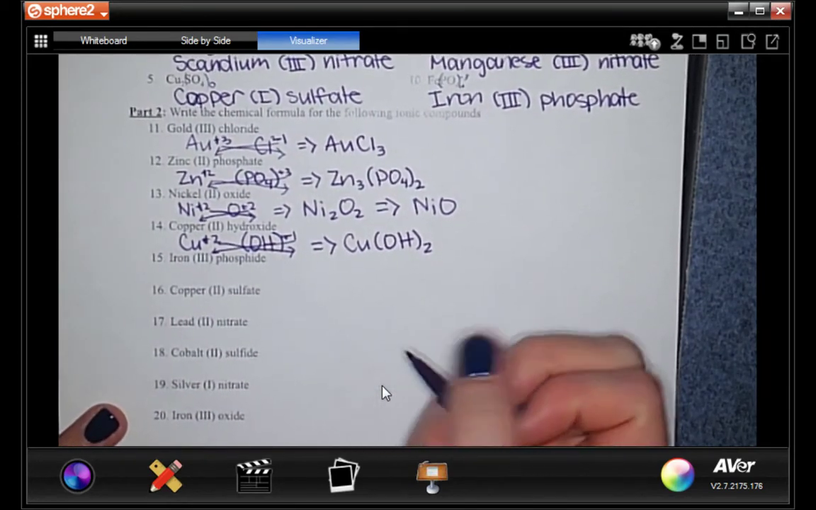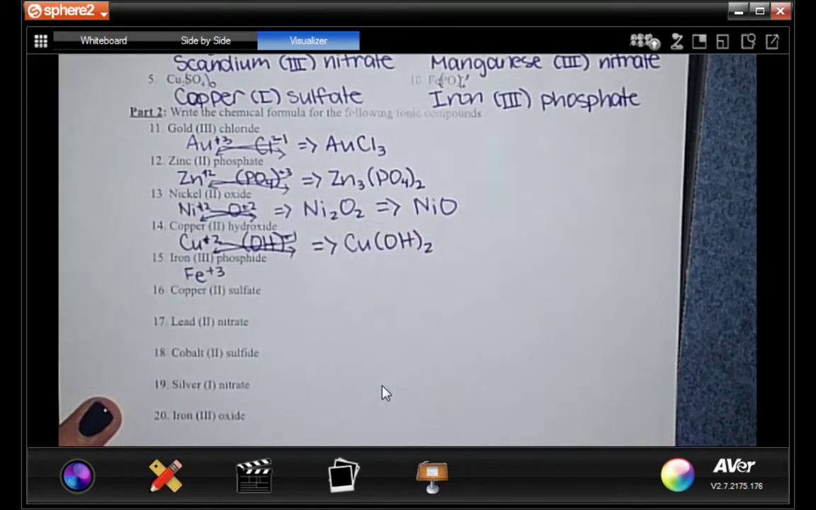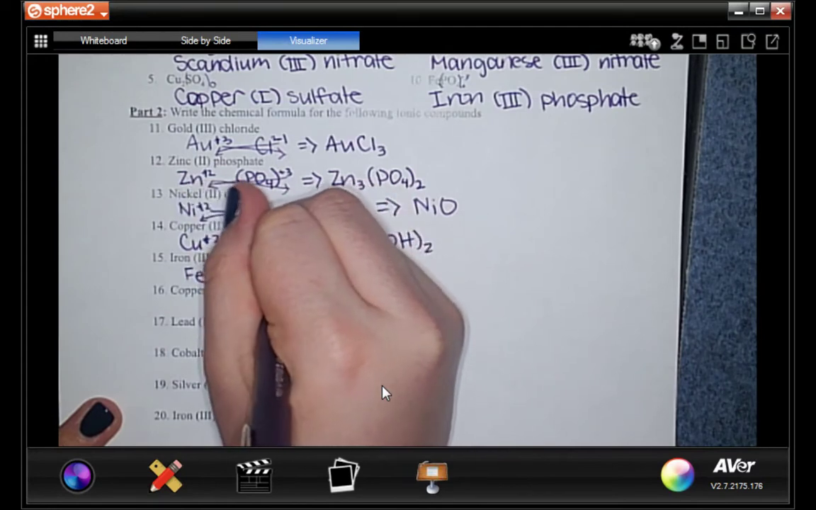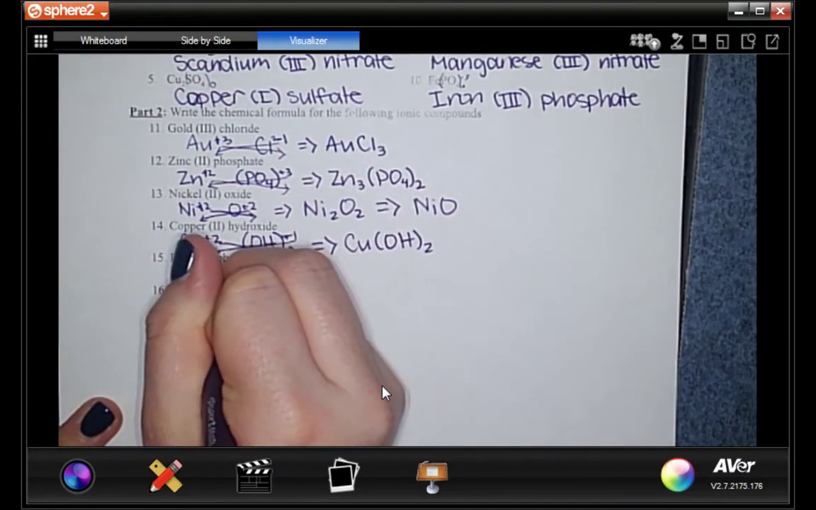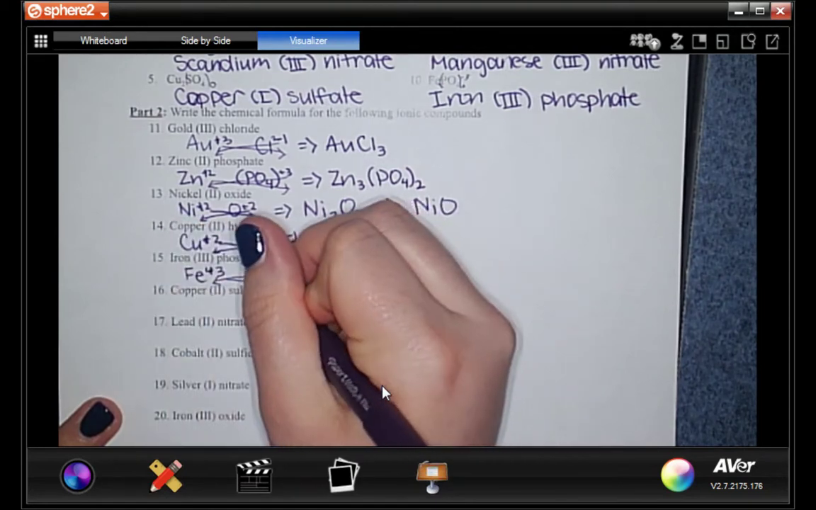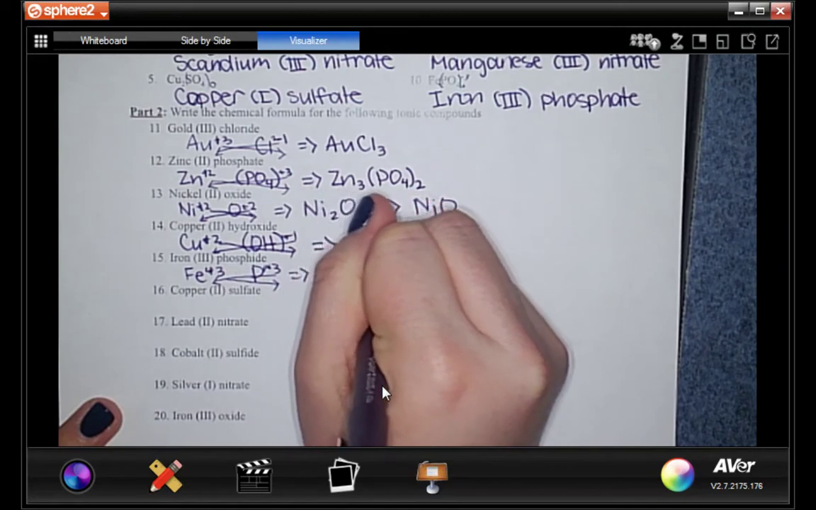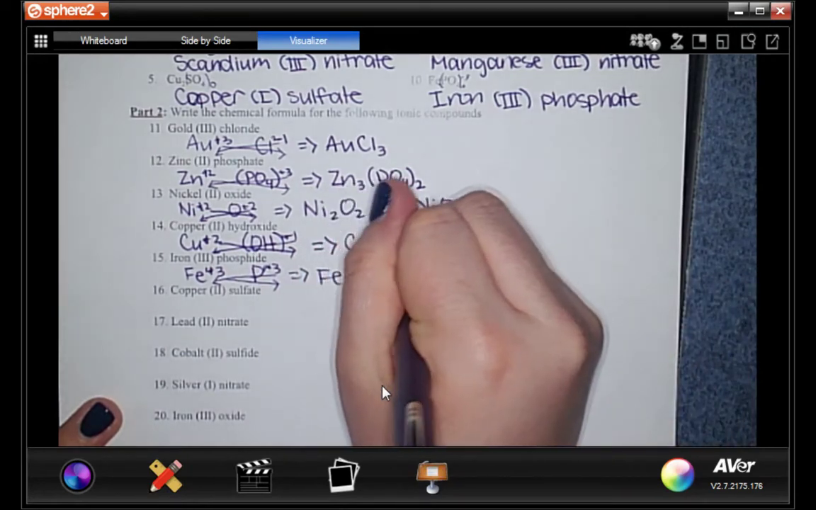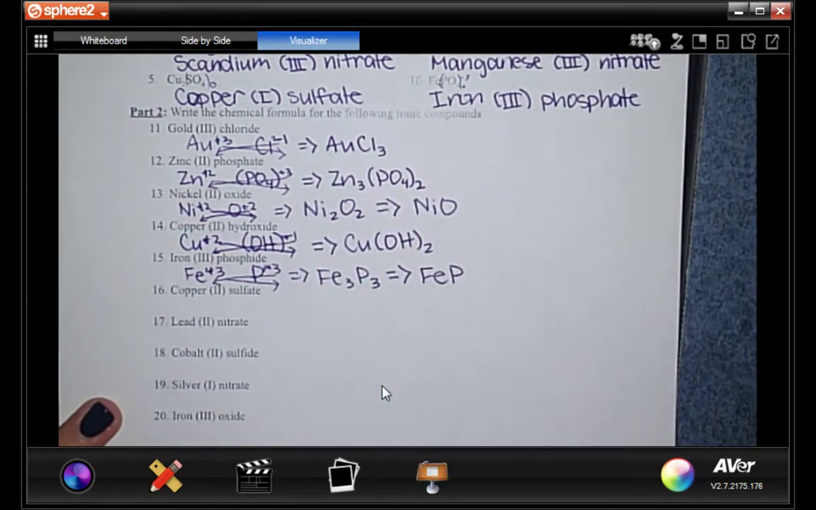Number 15 is iron 3 phosphide. So iron has a +3 charge. Phosphide is just phosphorus, which has a -3 charge because it is in group 15. So if we go ahead and crisscross, get rid of the plus and the minus, we are given this initially. Remember, if it's got the same subscript, you can actually go ahead and get rid of it. So we can reduce it further, and that's our answer.